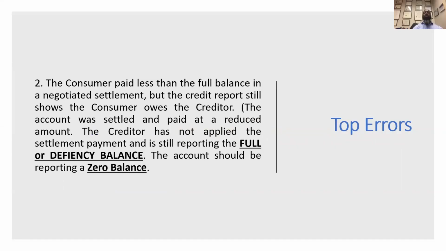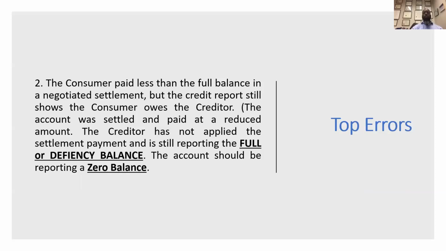Number 2, the consumer paid less than the full balance in a negotiated settlement, but the creditor still reports that the balance is owed. So it shows that either there's a full or a deficiency balance that's being owed rather than a 0 balance. This, actually, I can't mention the name of the company, but I could say that they're a common telecommunications provider. They had this for a very long time, where they would settle with consumers for less than the full balance that was owed.